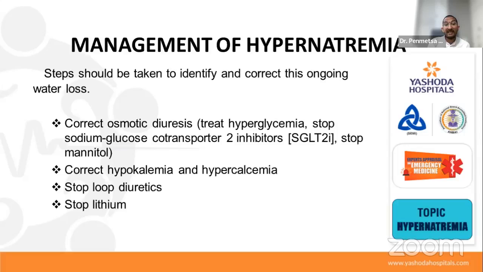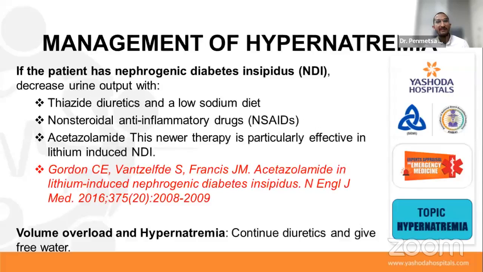In such patients, our aim is to replace the water. At the same time, we also need to make sure that the ongoing losses are also corrected. So what is the free water deficit? You calculate that. How much must the patient have already lost? Second, how much is he losing on a day-to-day basis? You have to correct both of them and calculate accordingly. So let's deconstruct how this is going to be.